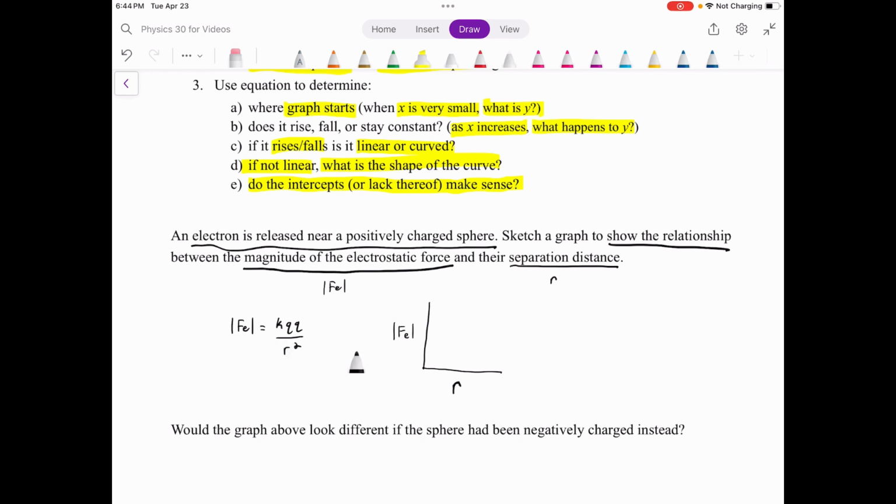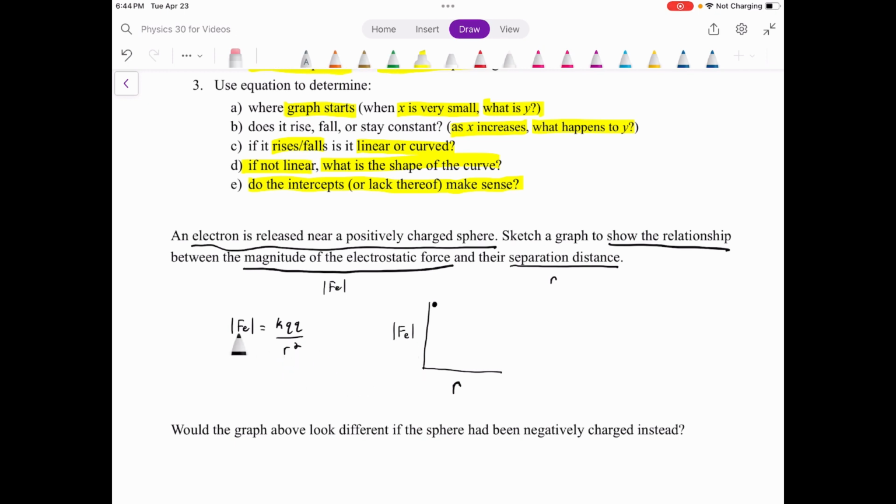So when r is very, very small, when x is very small, close to 0, FE is very, very large. So our graph starts when r is tiny, FE is very large. So there's our starting point. Now from here, we've got to think about what happens as r gets larger. Again, the equation tells us. No guessing involved here, no memorization. Let the equation tell you.